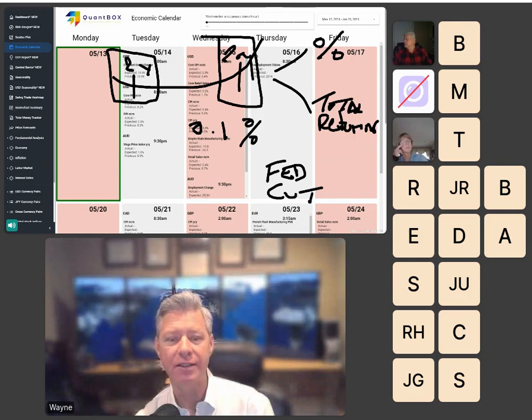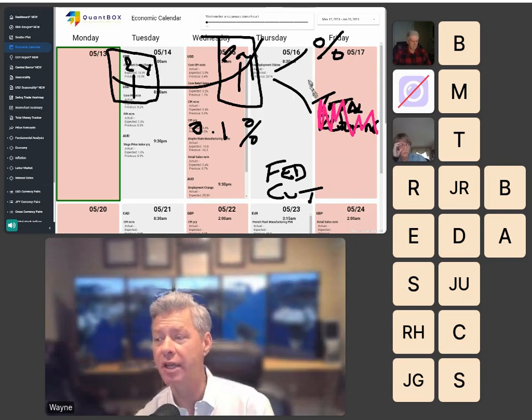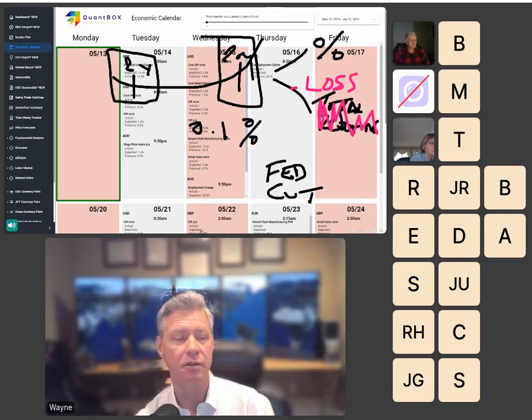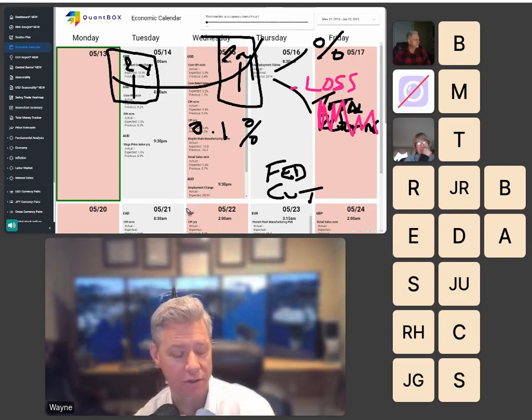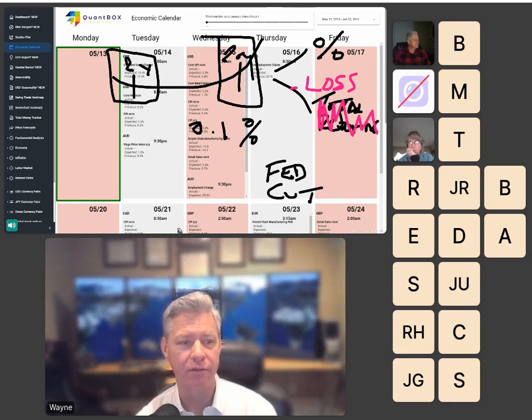If the Fed doesn't cut, then the value of the asset is actually going to turn into a loss. I don't like that. The value of the bonds falls. The bond market falls, and the yield rises.